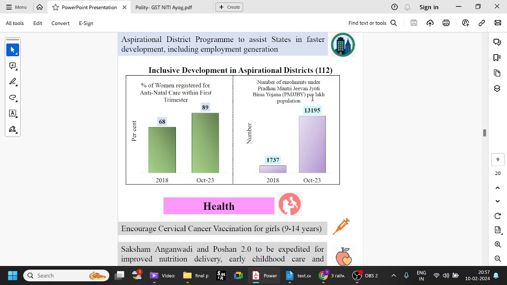So there are two things, right? Jeevan Jyoti Bima and Jeevan Suraksha Bima. Jeevan Jyoti is life insurance. Suraksha Bima is the accident insurance cover. So Jeevan Jyoti is life insurance cover, and you can see there has been a tremendous increase from 1,000 to 13,000. So a huge increase in life insurance. Try to remember these trends also.